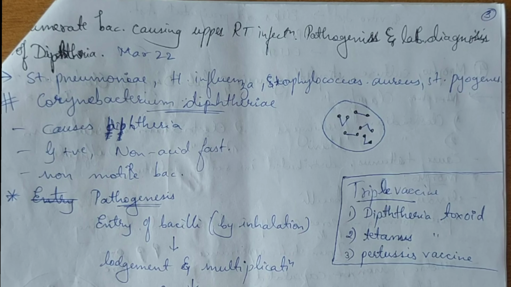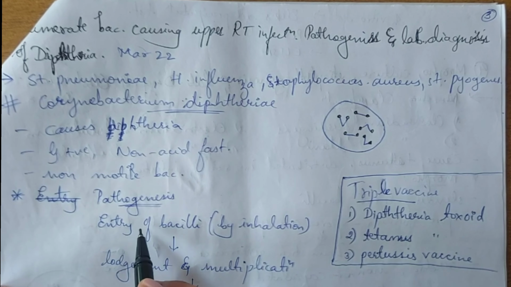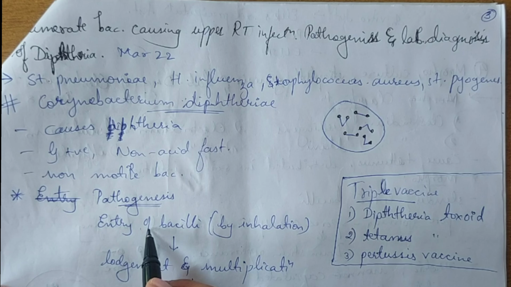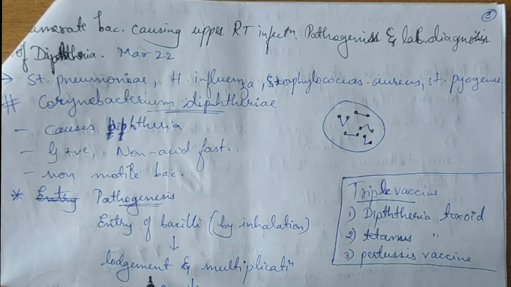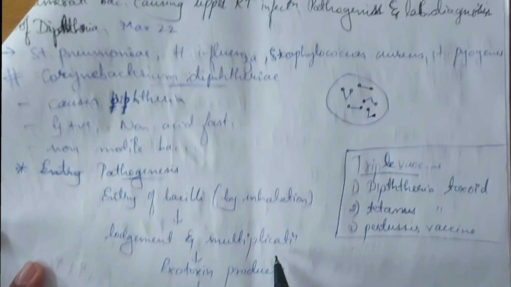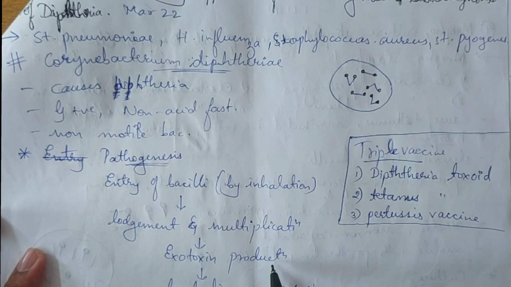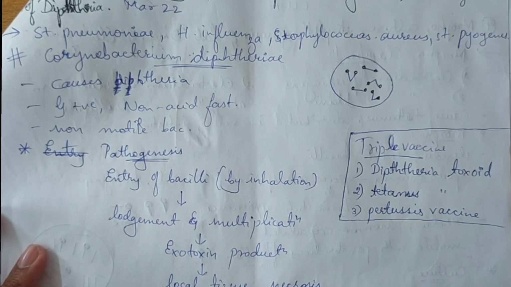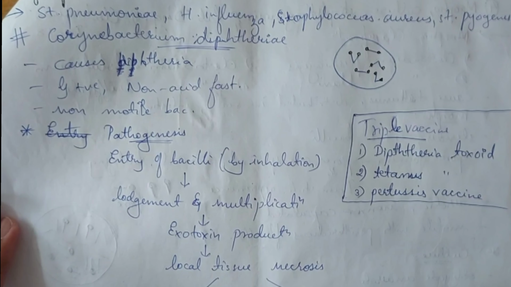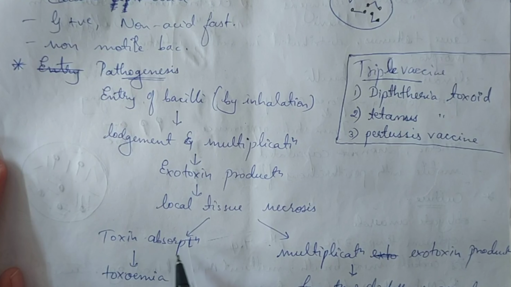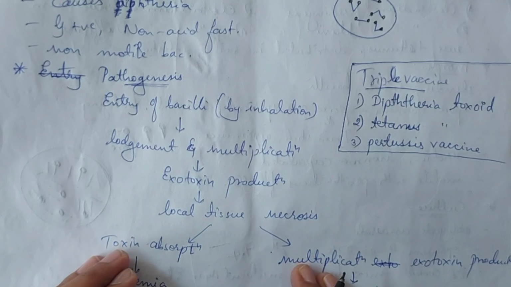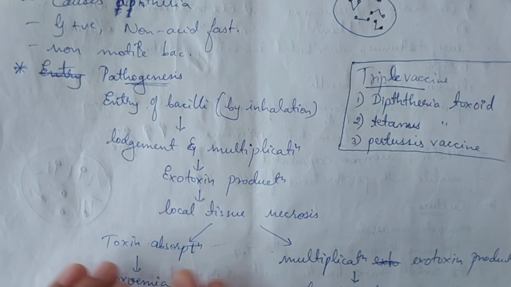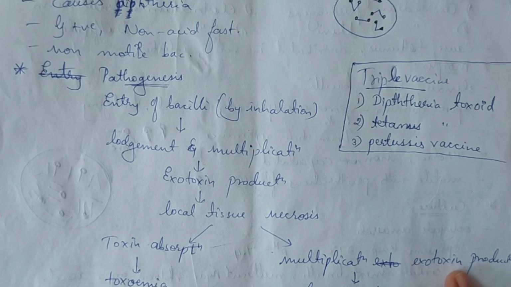Now, moving on to the pathogenesis. First, the bacilli enter by inhalation. Later, there is lodgement and multiplication. Exotoxin production takes place. Local tissue necrosis. Toxin absorption. From here, local tissue necrosis is divided into two parts. One is toxin absorption and the other is multiplication and exotoxin production.